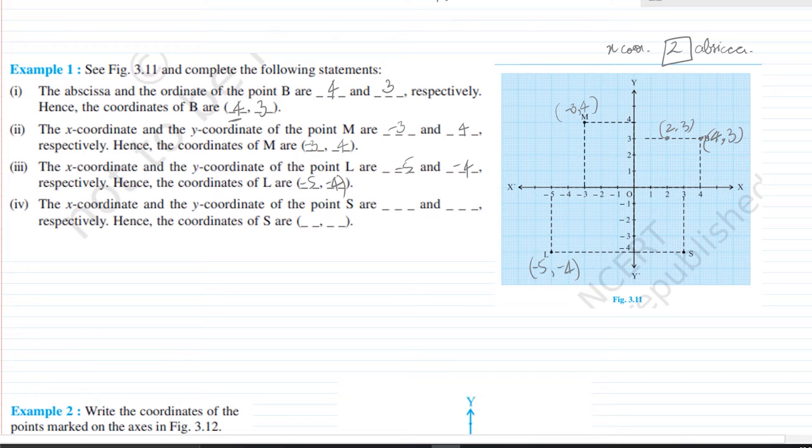The x coordinate and the y coordinate of the point S. Where is S? S is here. And what is our x coordinate? It is 3, right? And what's the y coordinate? It's -4. So let's write down the point (3, -4). X coordinate is 3 and y coordinate is -4.